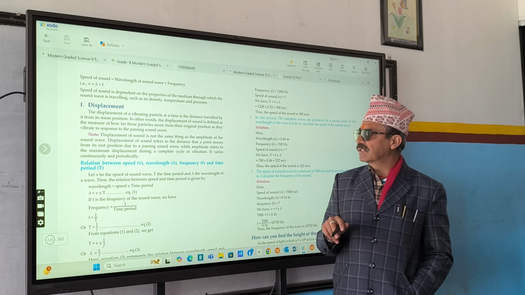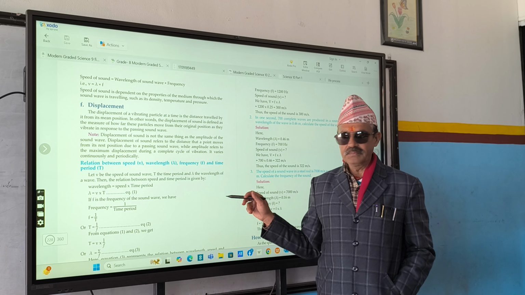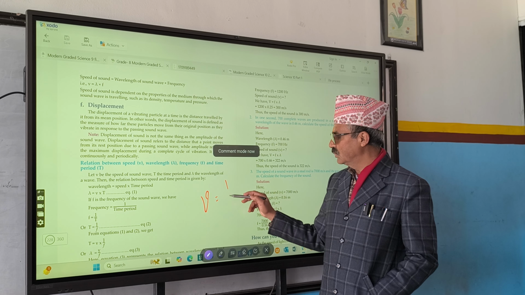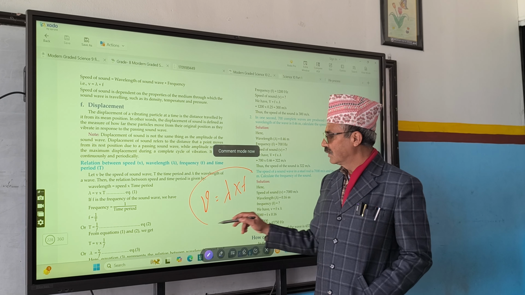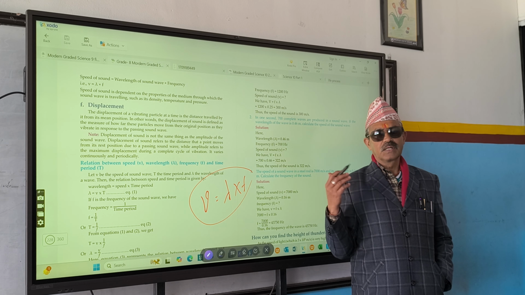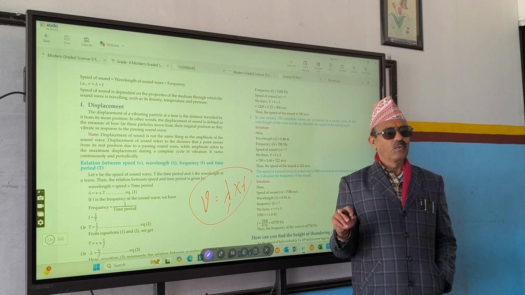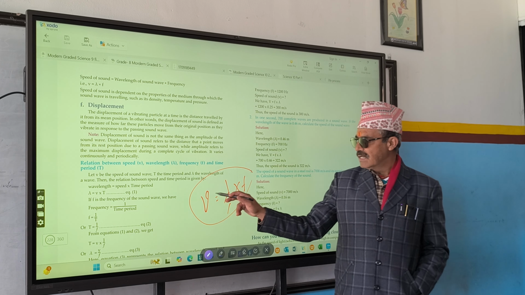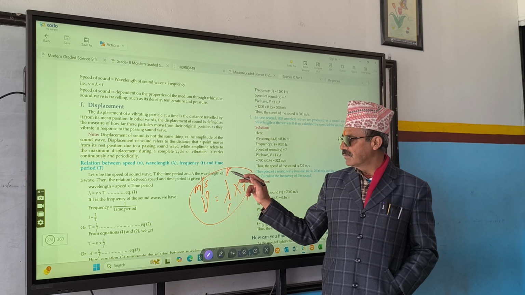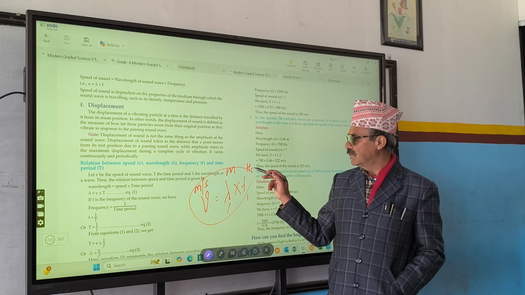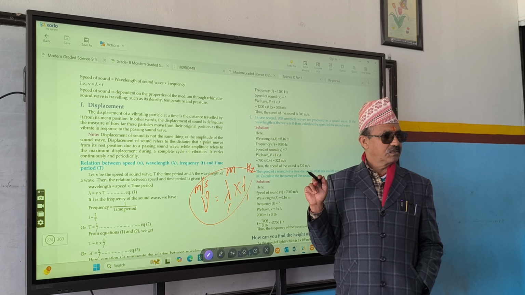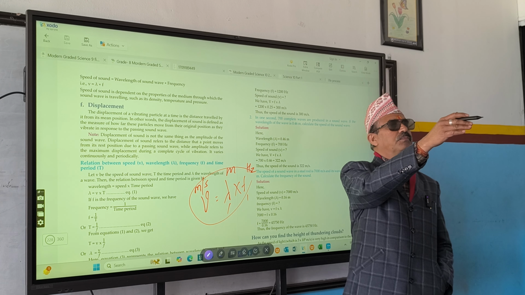And there is one relation between V, lambda and F. What is the relation between V, lambda and F? Velocity equals lambda times F. What is V? Speed of sound. V is speed of sound. What is lambda? Wavelength. What is F? Frequency. Its SI unit is meter per second. Its SI unit is meter. Its SI unit is hertz. Hertz means per second.